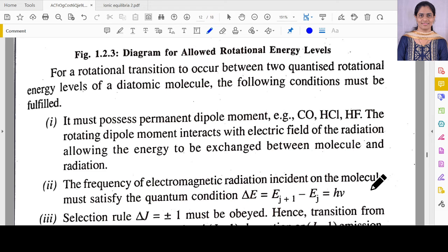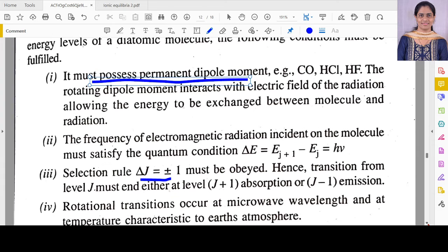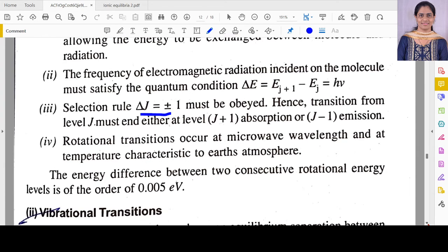For rotational transitions, remember the molecule must possess a permanent dipole moment. So for preparing types of transition, just prepare which molecules can show this type of transition, and then the selection rule. For rotational transition, delta J equals plus minus 1 is the selection rule. And then the energy gap for rotational was a very small energy gap, that is 0.005 electron volt.